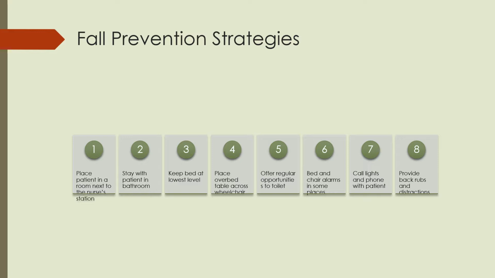I was working at a facility once that had 50 interventions that we could take to prevent someone from falling. And as nurses, we pick the interventions that are specifically suited to that patient. So number 1 is place the patients in a room next to the nurse's station. Put them close to us so that when the alarm goes off, we can hear them. Stay with the patient when they're in the bathroom. If the patient's a fall risk, don't ever leave them on the toilet. And I know people do that, but don't do it.